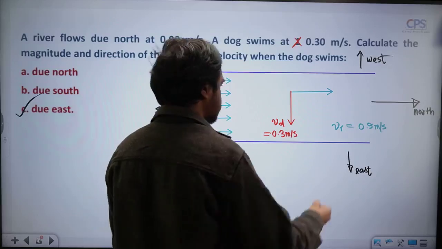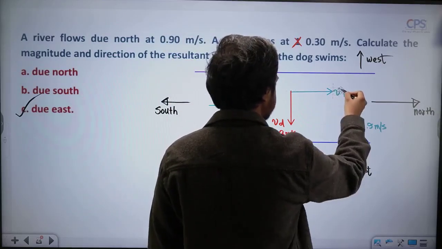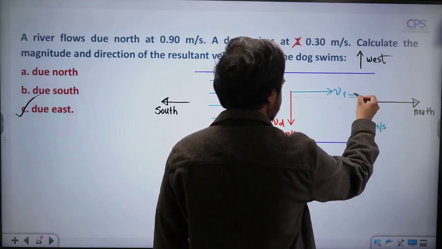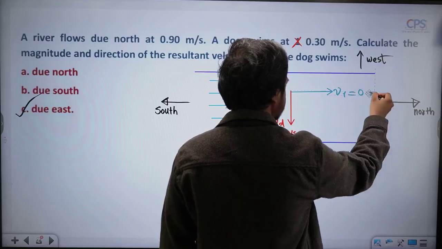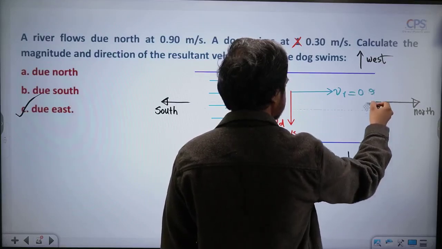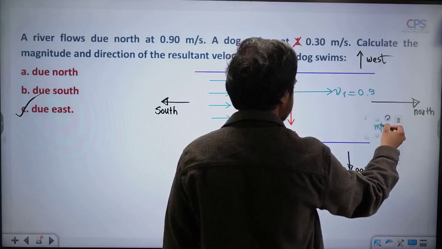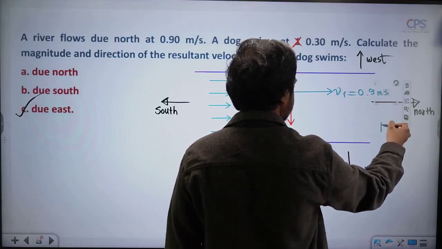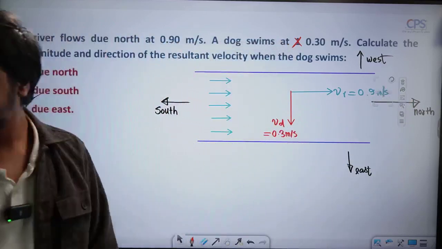So I'll take everything here. Just give me a moment. I just made a terrible mistake here. I shouldn't have done it. However it is, let's follow it up. Meter per second. Okay. Now, what is the resultant?